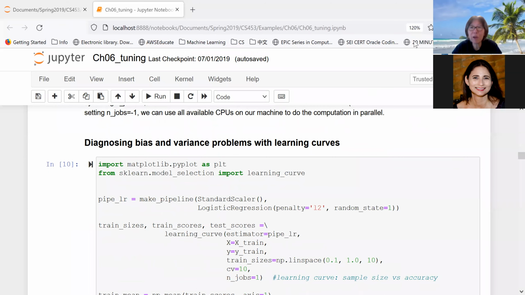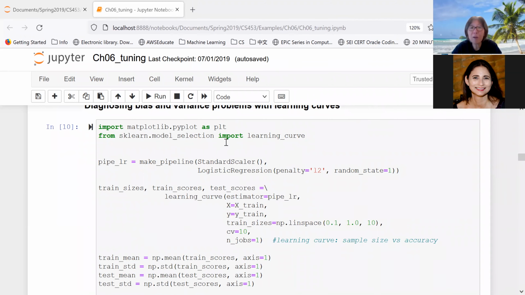Okay, the first is regarding the learning curve. The learning curve in sklearn: from its model selection, we can import learning curve. So here, what we are going to do is still build the pipeline. Here we just do feature scaling, and then we pick the logistic regression. We didn't do the dimensionality reduction for the pipeline, okay?